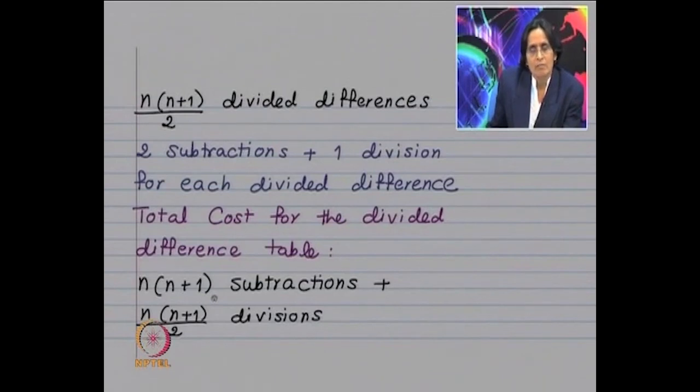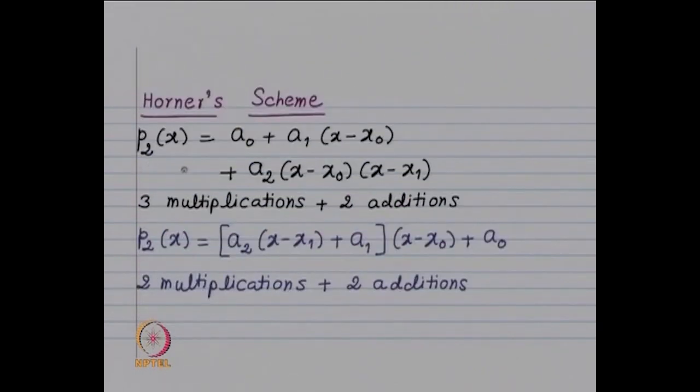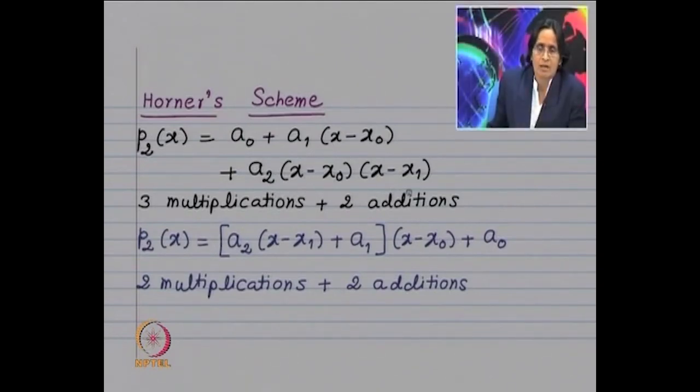Now, once we have calculated the divided differences, we have got the coefficients a0, a1, ..., an, and now let us look at the number of computations for evaluating our interpolating polynomial. So, let me first look at a polynomial of degree 2. So, P2(x) is a0 plus a1 (x minus x0) plus a2 (x minus x0)(x minus x1). Let us ignore these subtractions x minus x0, then (x minus x0)(x minus x1), assume that they are already done. So, here if we directly do it, there will be one multiplication here, two multiplications here. So, three multiplications plus two additions.